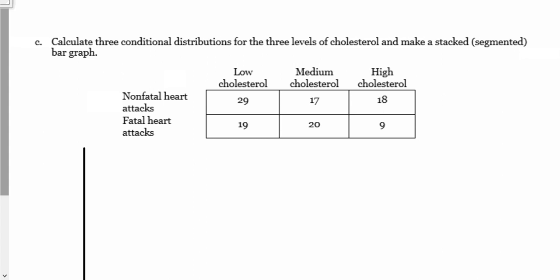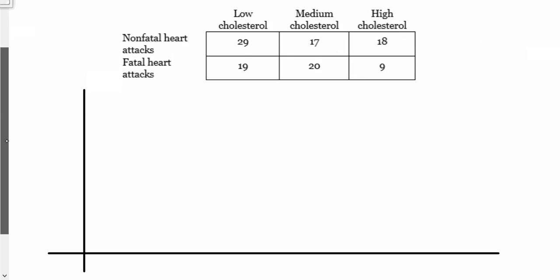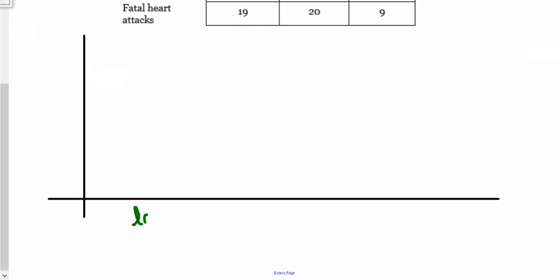All right, so this one said calculate the 3 conditional distributions. Now it says conditional distribution here, not marginal distribution. So conditional distribution here means on the condition of having a certain level of cholesterol. So on the condition of being low cholesterol, so this will be my low, what is the breakdown of type of heart attack? On the condition of having medium cholesterol, what's the breakdown? And on the condition of having high cholesterol, what's the breakdown?